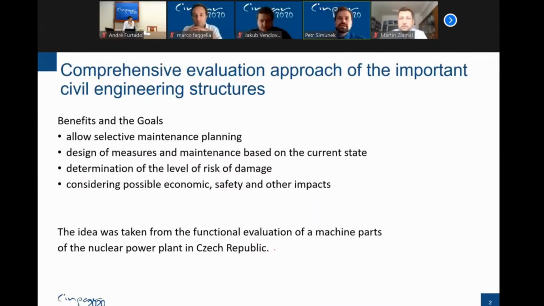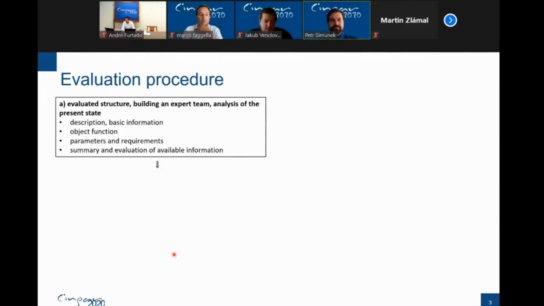Okay. So the main objective of this evaluation process was to allow selective maintenance planning, design of measures and maintenance based on the current state, determination of the level of risk of damage, considering possible economic, safety, and other impacts. This idea was actually taken from the functional evaluation, which is in process, and it deals with the machine parts of the nuclear power plant in the Czech Republic.